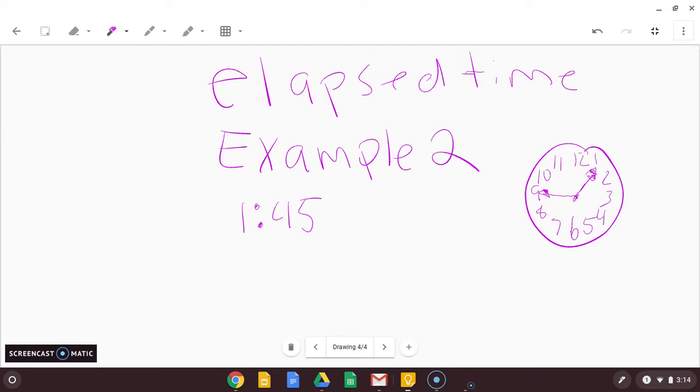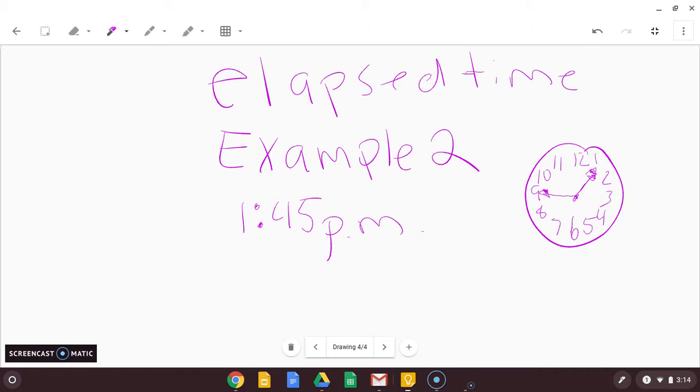Then it gives me the key words of in the afternoon and home from school. So we know that is going to be PM. You're not arriving home from school at 1:45 a.m. That would be loco. So we'll describe 2 ways to find the time that is 1 hour and 50 minutes later. Okay, so one way to find the time is to count forward 1 hour and 50 minutes.